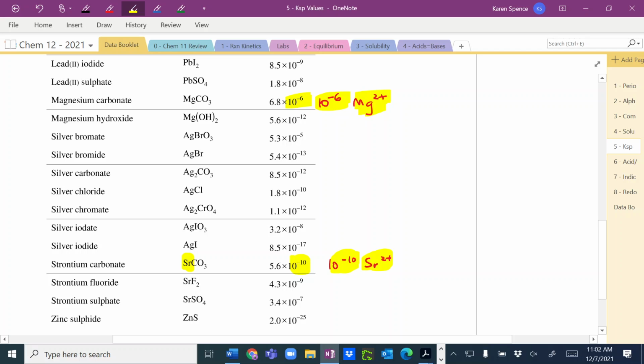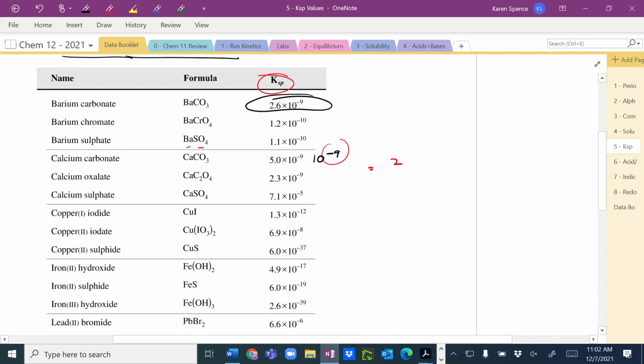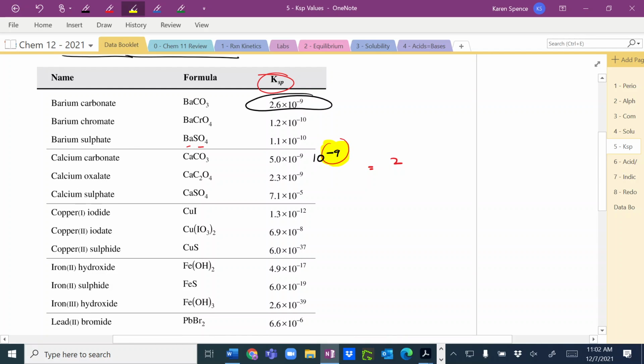Out of those two, which one is less soluble, which would have a lower concentration? The strontium, yes? And we can then compare with our final one, which is the calcium, but calcium is 10 to the negative 9, so again, that's higher solubility than the strontium.